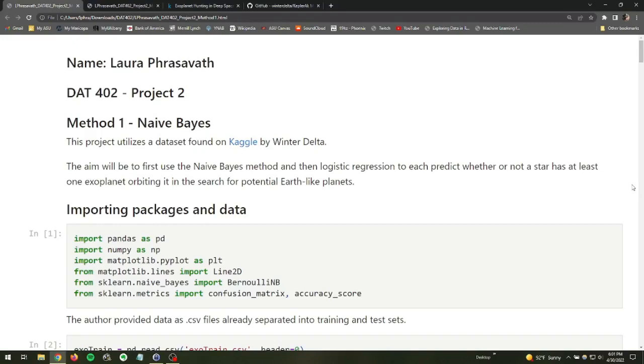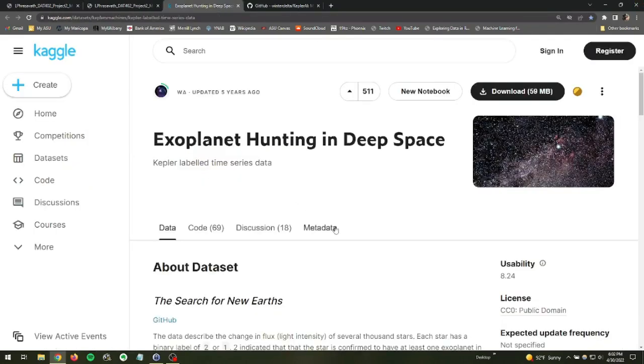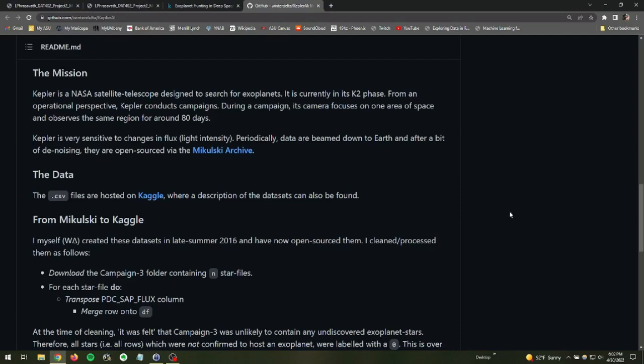The aim was to use two different machine learning methods on a data set to answer a question of our choice. And the data set I found was from Kaggle by a user named Winter Delta. So if we visit their Kaggle here, they have a link to their GitHub, which explains that their data was from the Kepler satellite telescope from NASA.